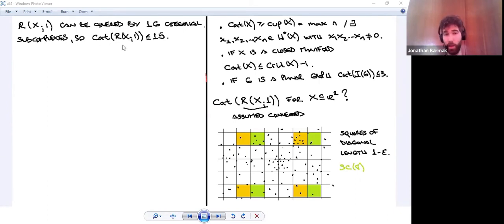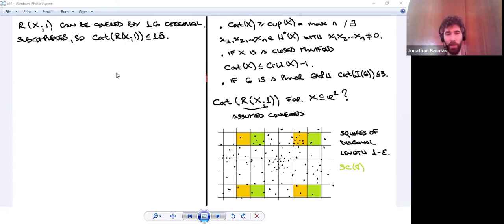So the category, the Lusternik-Schnirelmann category, will be at most 15. Okay, so not everything. This is a non-trivial restriction to the homotopy type that can appear for this planar set. Okay, not anything can be there.